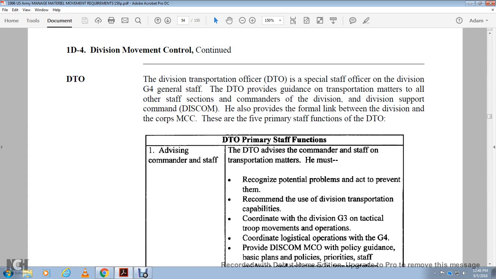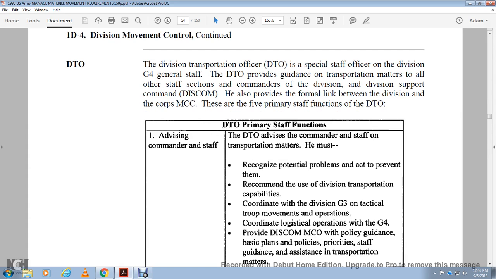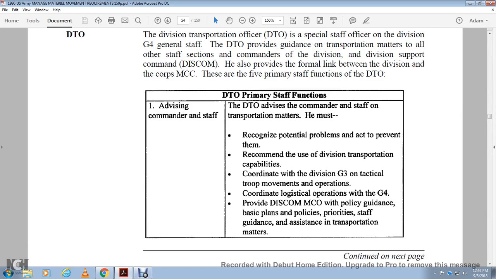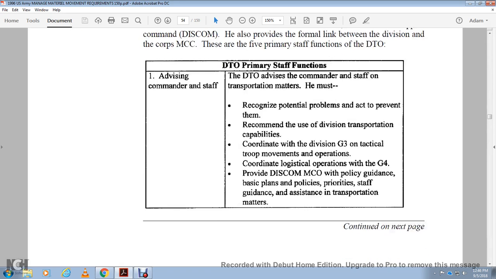Advising the commander and staff. The DTO advises the commander and staff on transportation matters. He must recognize potential problems and act on them, recommend the use of the division's transportation capability, coordinate with the division's G3 on tactical troop movement operations, coordinate logistic operations within the G4, and provide the Division Support Command with the MCO policy and guidance of the basic plan, with the priority staff of the guidance system, with the transportation office.